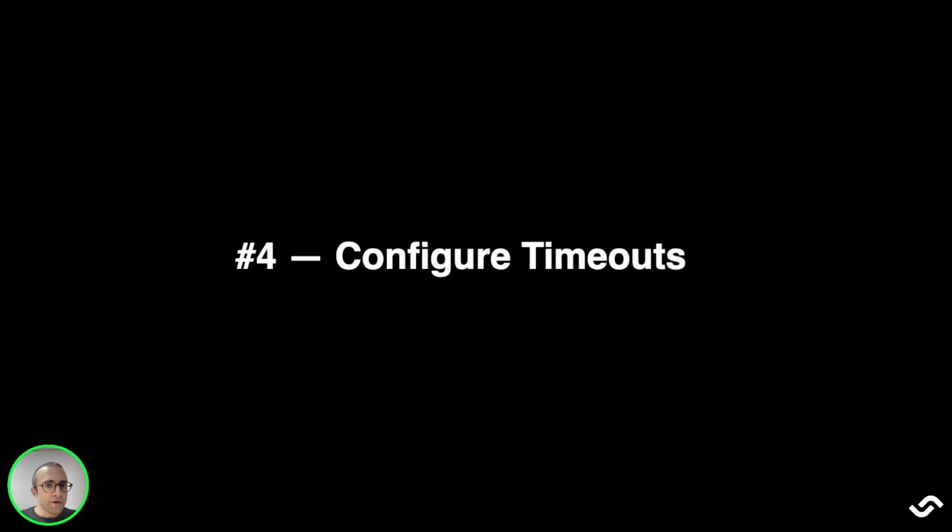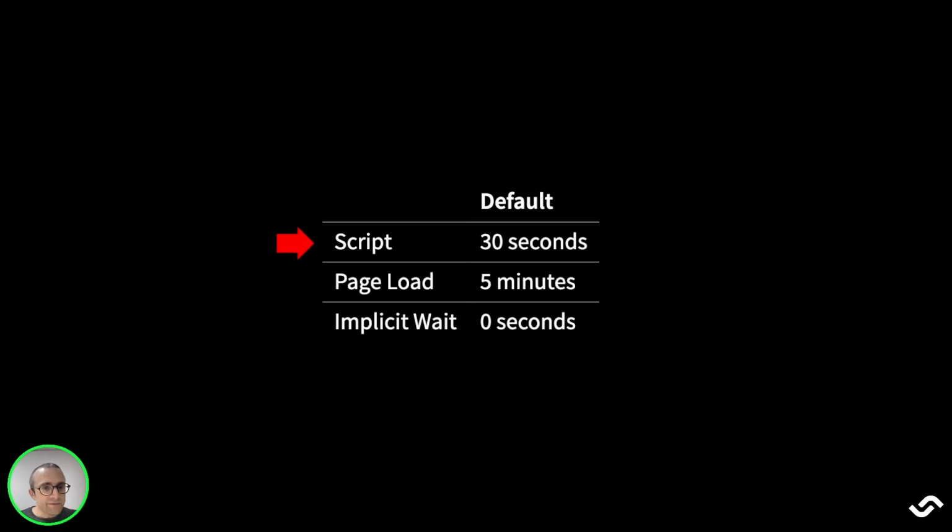Number 4. Configure timeouts. The default timeouts are designed to cover most scenarios, yet they may be too short or too long for your use case. The main 3 timeouts are the script timeout, which is 30 seconds. This is the time it takes Selenium to wait for a JavaScript script to be executed with the execute script method. The page load timeout is 5 minutes. It's the maximum time a page can take to get into the ready state.